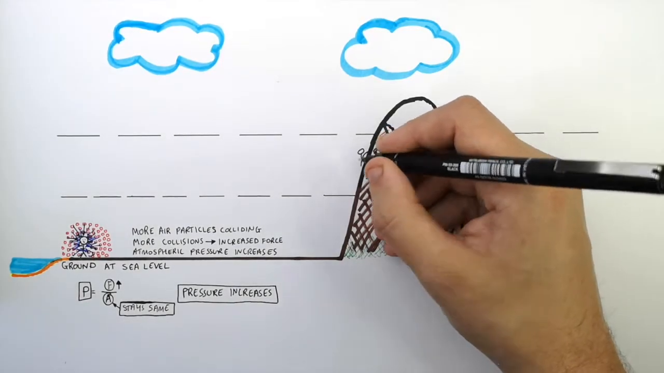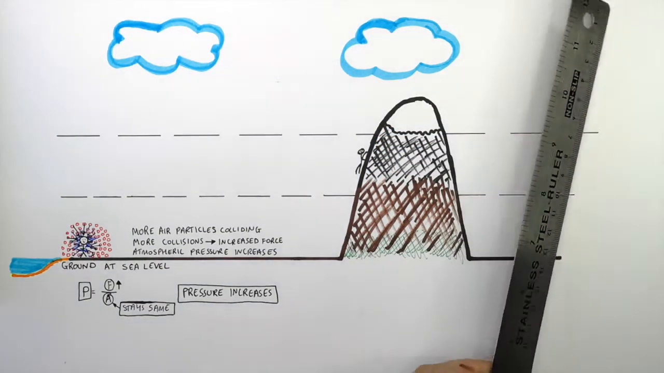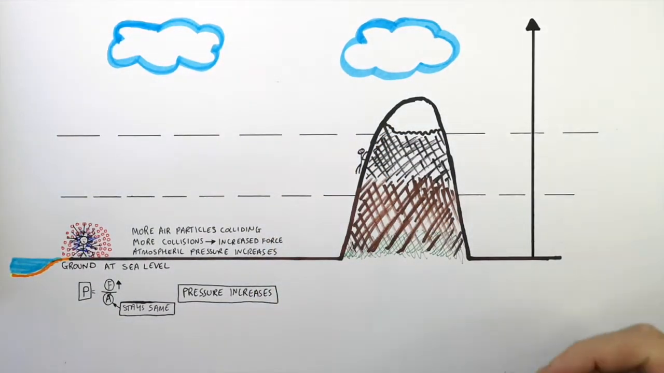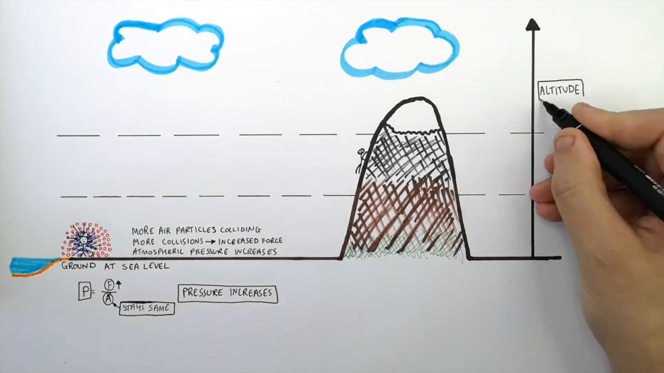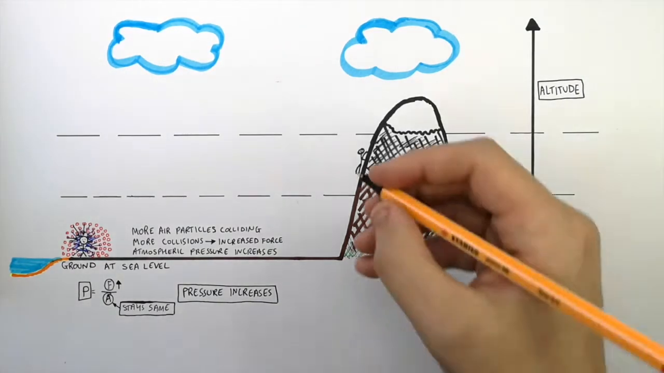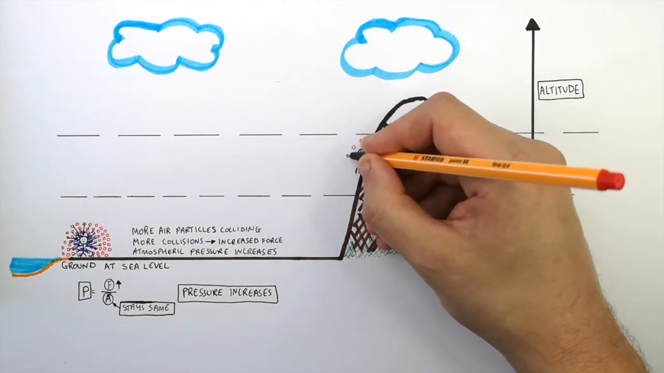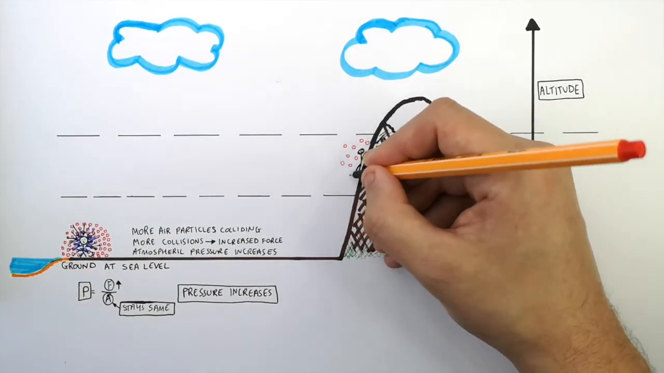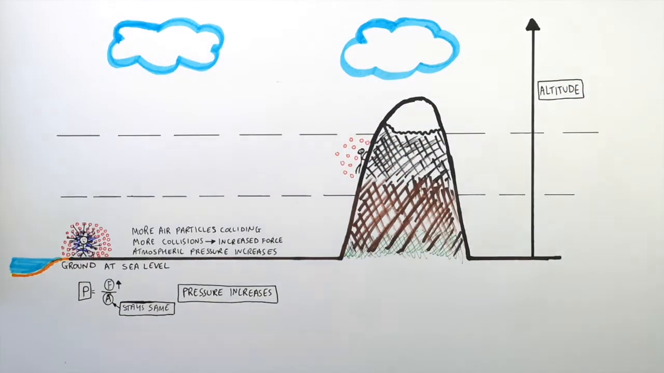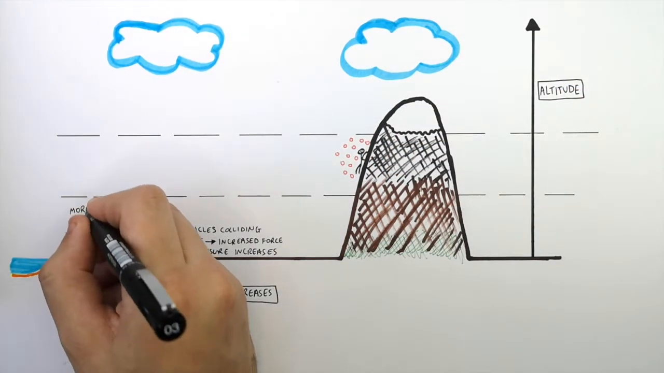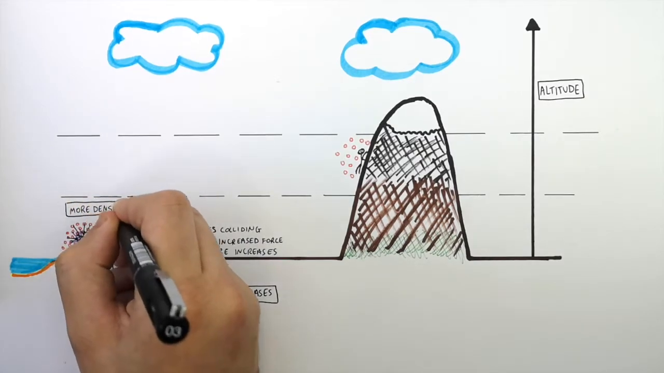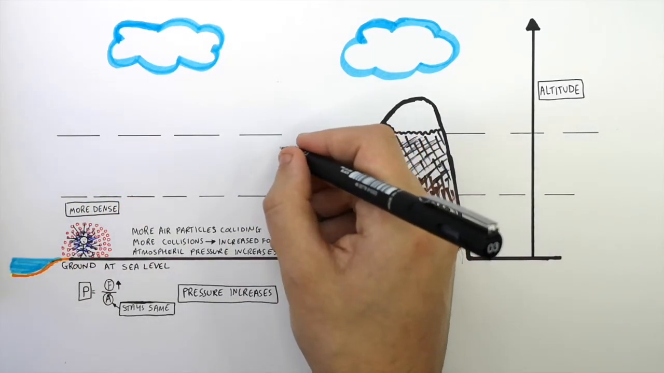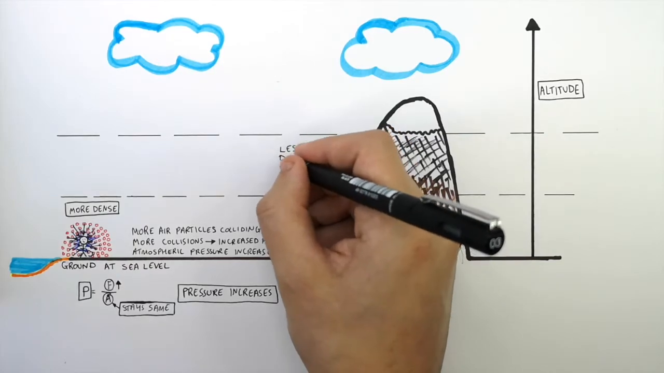This person is climbing a mountain, and their altitude has increased. So the altitude is the distance they are above sea level. As your altitude increases, the density of the particles in the air decreases. So at sea level or at lower altitudes, the air particles are more dense, whereas at higher altitudes, the air particles are less dense.